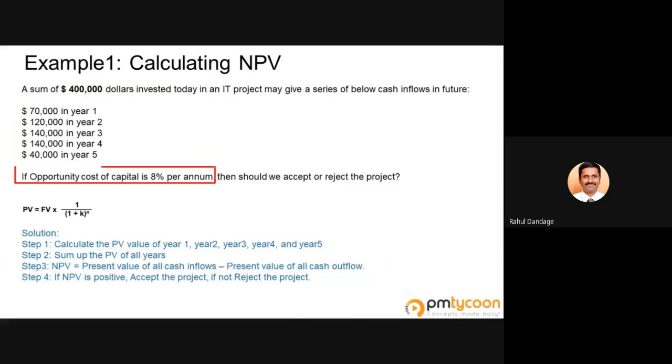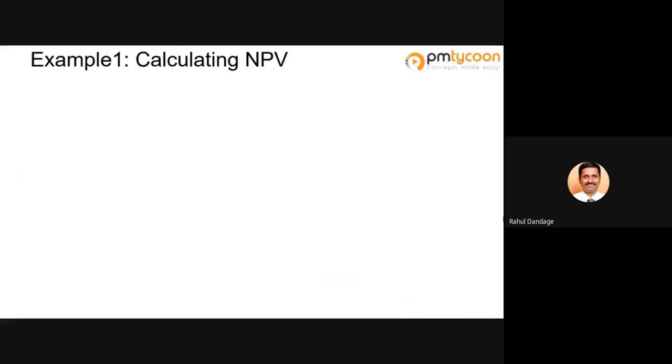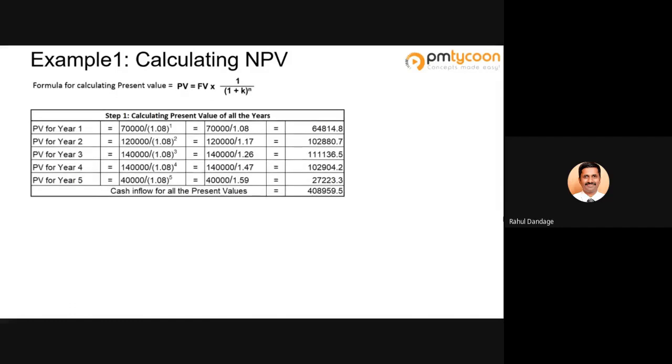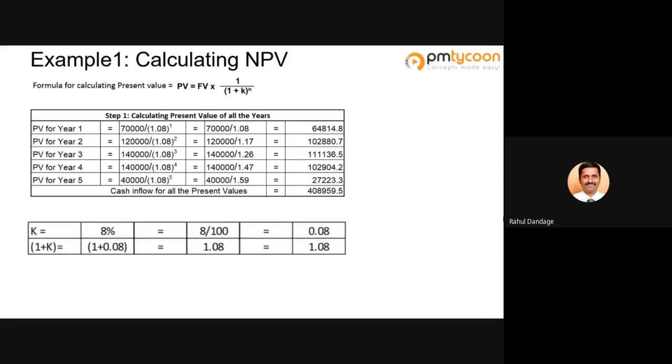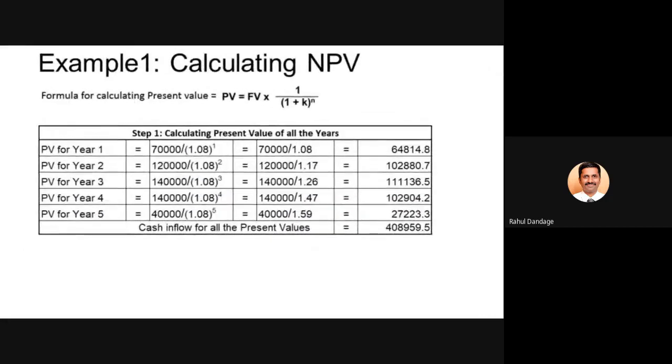Okay, we have the discount rate as 8%. Since we have to calculate the present values, let's use the present value formula. Okay, let's plug these numbers into the present value formula. For year one, the amount is 70,000. K means discount rate, which is 8%. And if you do the calculations, we get the present value for the first year as 64,814.8. And for year two, we have the amount as $120,000. And if you do the math, we get the present value for year two as 102,880.7. Likewise, if we do for year three, year four, year five, these are the values that we get.